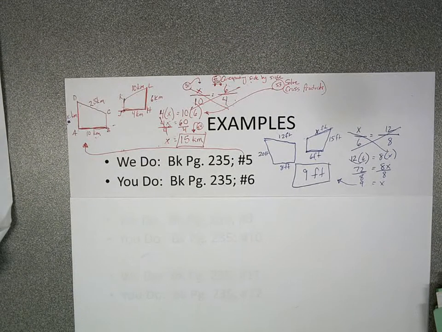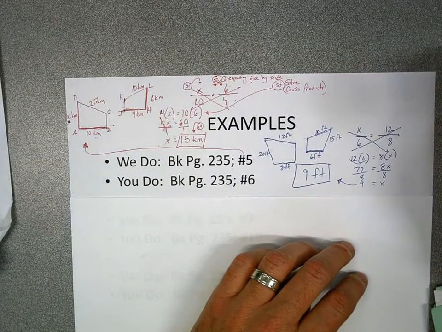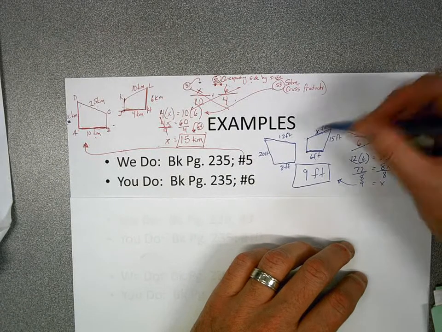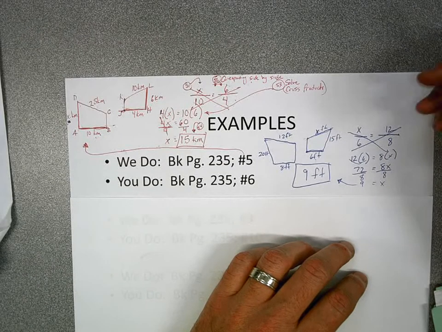All right, questions? Wait, so to check our work, could you also check it so that on the bottom it says 8 feet and then on the next one it says 6 feet? Couldn't you divide 8 by 6 and then multiply, and then divide 12 by 1.3 so that you get 9?